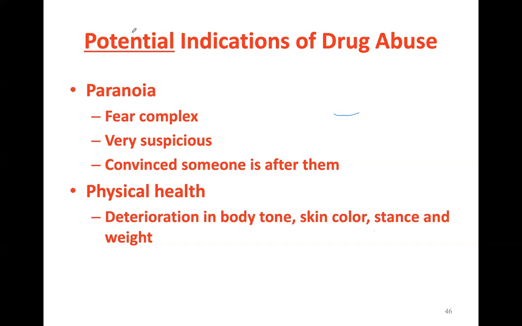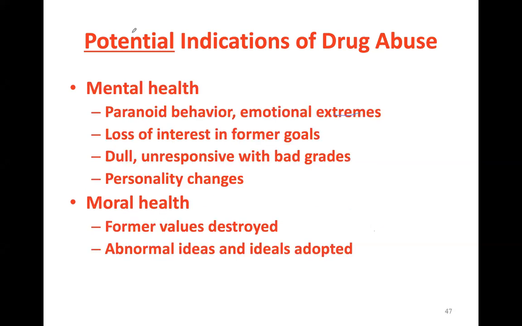But things we look for are their overall body tone, how they carry themselves. The skin color a lot of times will get very pale, pallid. The way they stand, they're just not carrying their body. Typically we see a loss of weight in these individuals because they're using the drugs and not getting nutrition. A lot of times they can become malnourished and ill looking. Mental health in general, we're going to see paranoid behavior, emotional extremes, things I've touched on before. They can become apathetic, dull, unresponsive, with poor job performance. Things they were interested in just don't seem important to them anymore. Even personality changes.